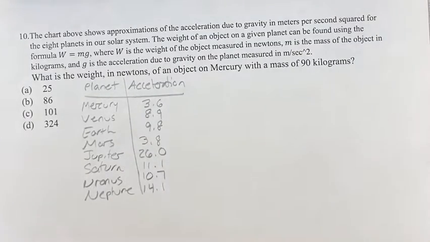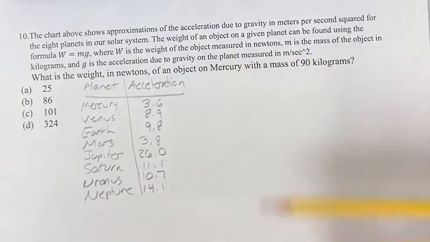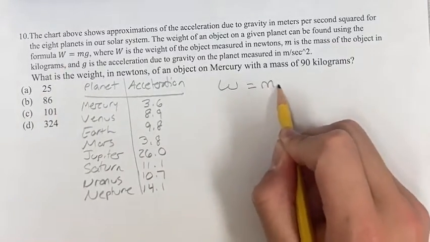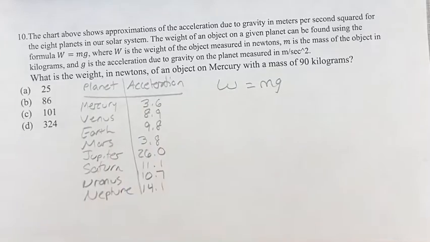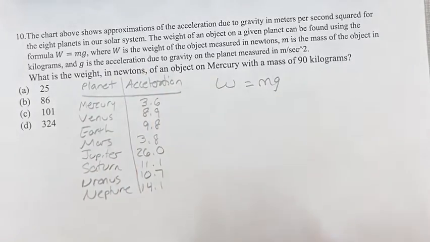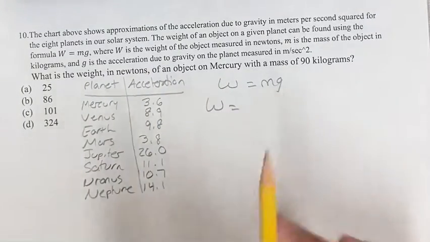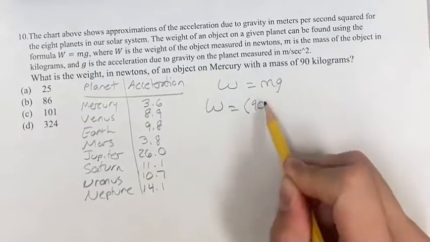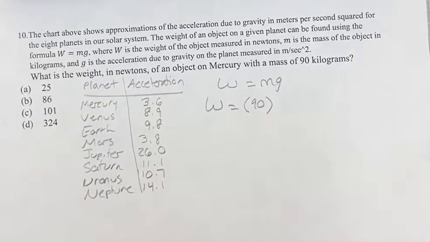In this problem, we're looking at the weight in newtons of an object on Mercury with a mass of 90 kilograms. We're given that the formula for weight is W equals mg, where W is weight, m is the mass, and g is the acceleration due to gravity. So for this, the mass is 90 kilograms, and g is the acceleration due to gravity.